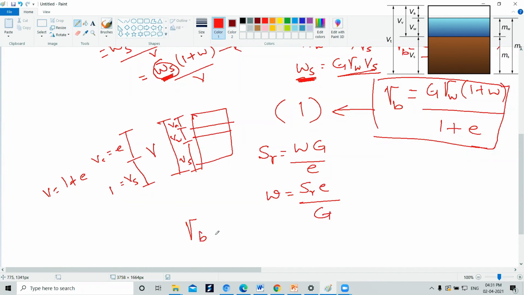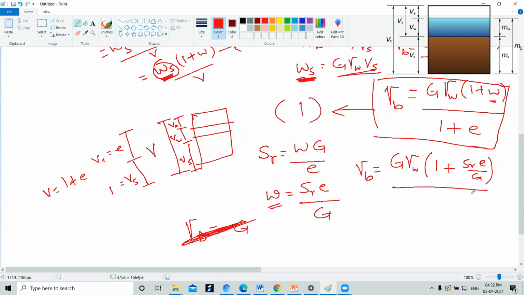Now I can put it as rho B, bulk unit weight is equal to G rho W into 1 plus W. What is W here? W is degree of saturation into E divided by G, close the bracket, divided by 1 plus E.